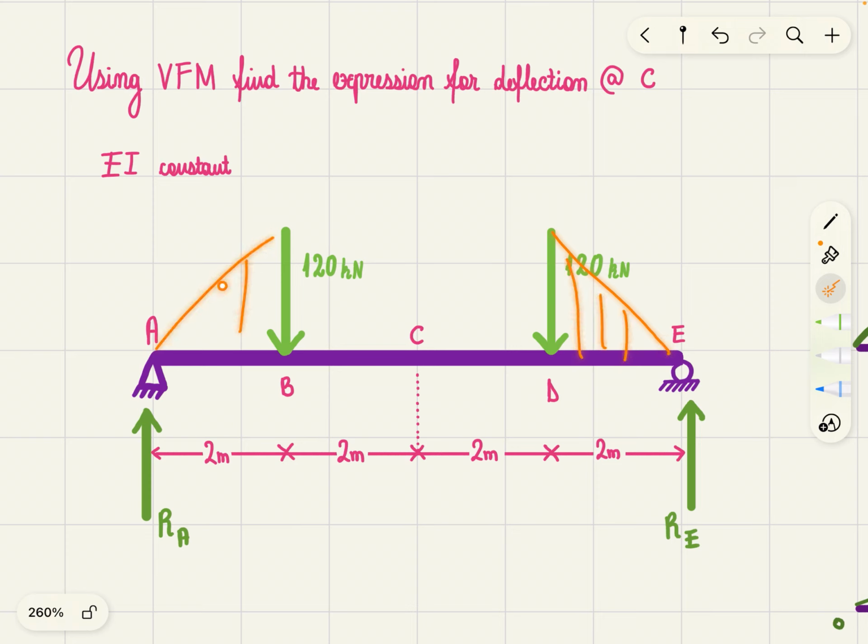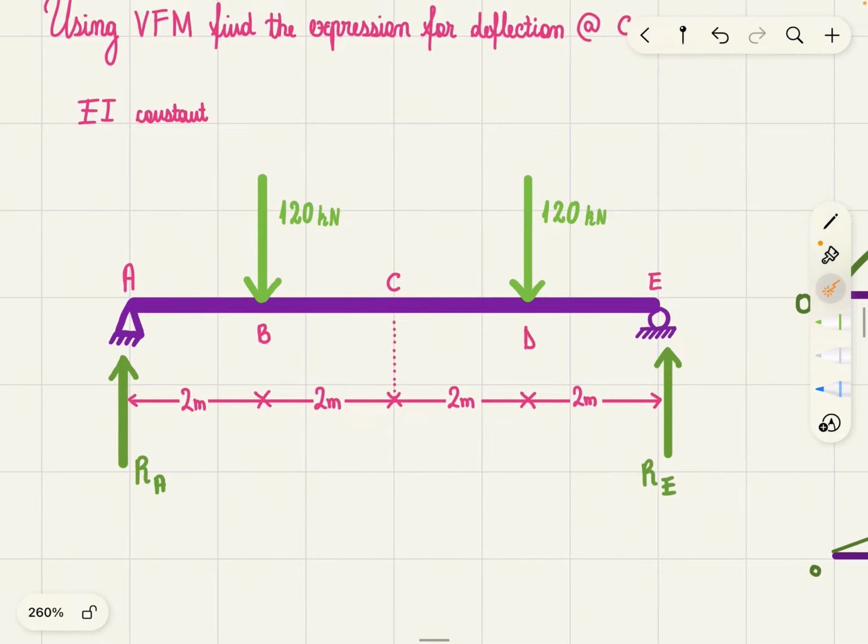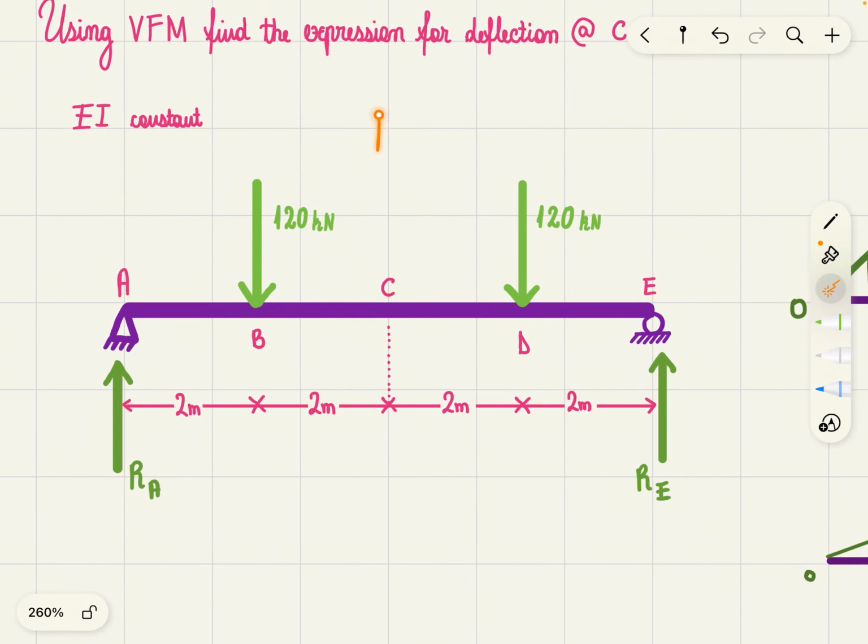Same applies for point E. And then between points B and D, we're going to have a constant moment value of 240 kilonewton meters. Here is a neater version.